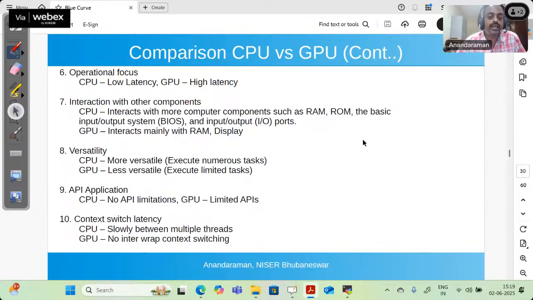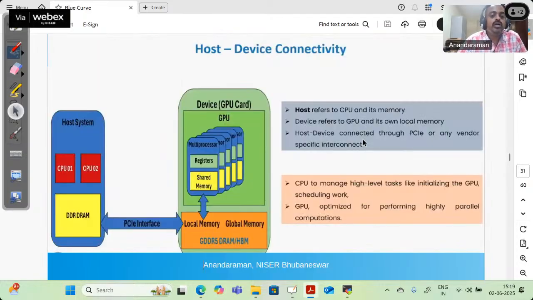The CPU interacts with more components like RAM and ROM, so it is complete. The GPU interacts only with RAM and display. The CPU can execute numerous tasks, while the GPU can execute only limited tasks, but it is highly parallel and a special processor. The CPU has no API limitation, and any API can be integrated, but the GPU has limited APIs. It is slower but has multiple threads, with no interrupt or context scheduling. Okay. So the host is called the CPU, and the device is called the GPU. Okay, the GPU is called the device.